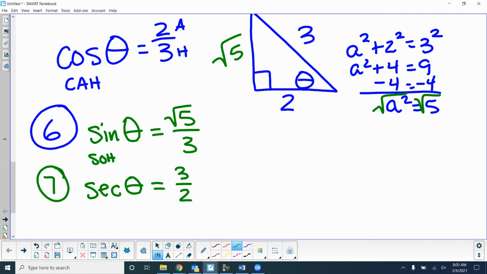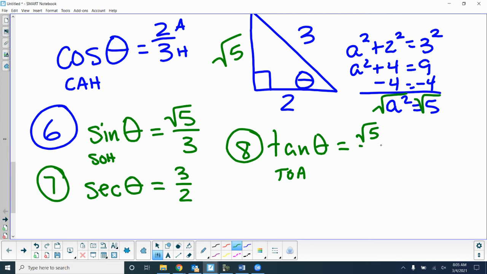All right? Number 8, we're looking at the same picture. This time it's tangent of theta. Tangent is TOA, remember? So O for opposite, square root of 5 over A adjacent 2. So once you have your picture, you guys should be able to get your answers to those. Questions?